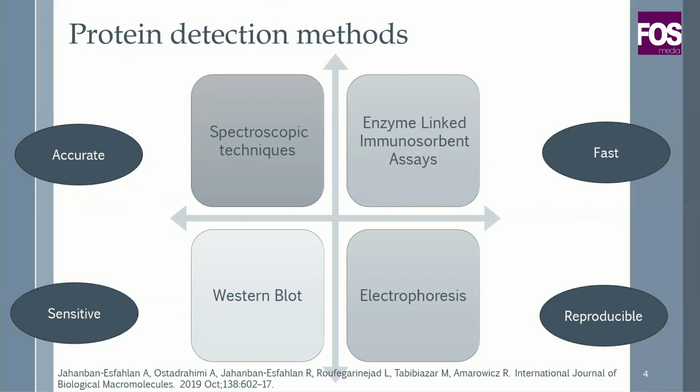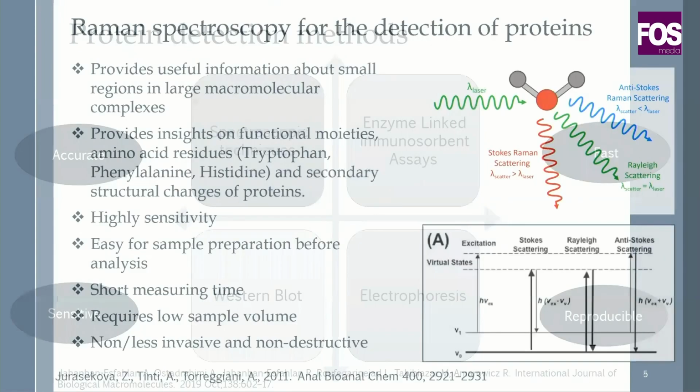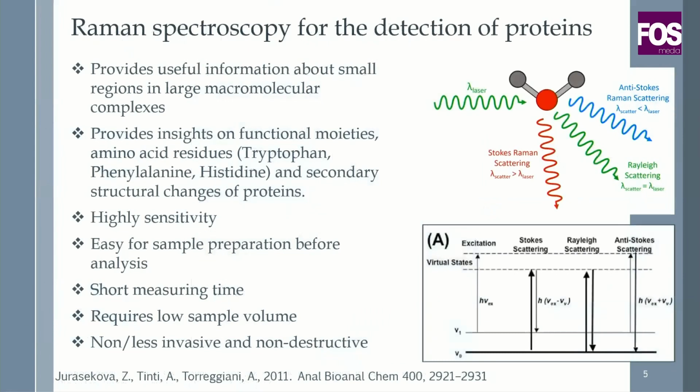Therefore, the detection of minimal amounts of proteins in the shortest time using a biosensing tool with simple design and high precision is very desirable. This leads directly to my next point, which is the use of Raman spectroscopy for the detection of proteins.